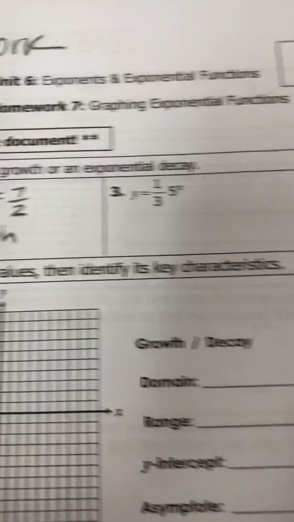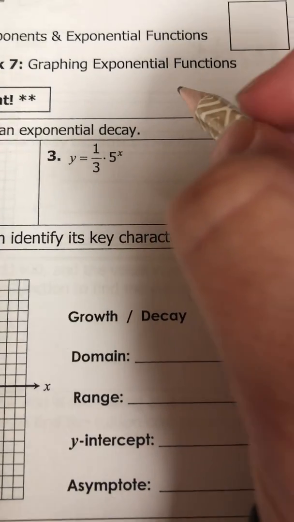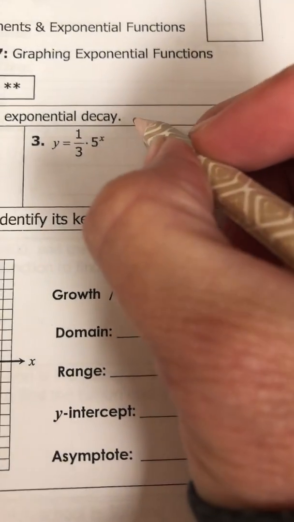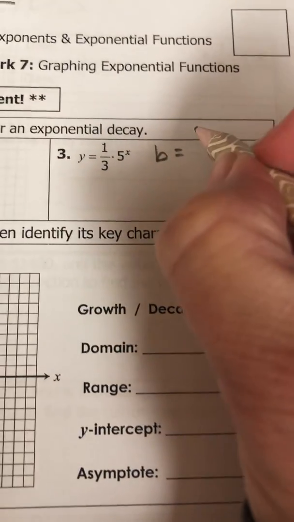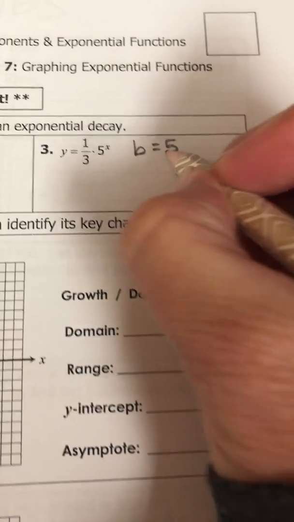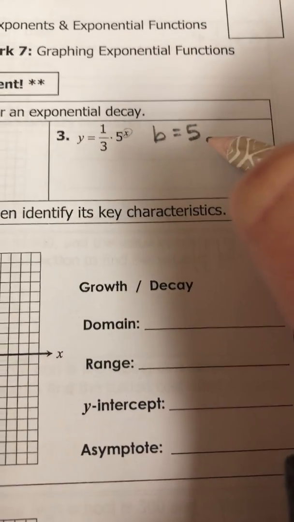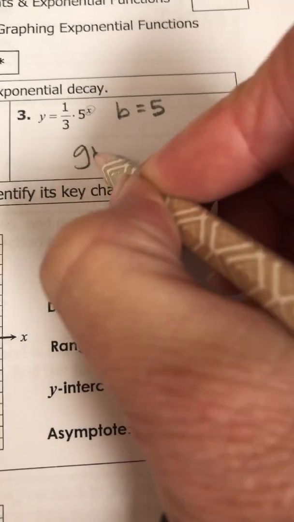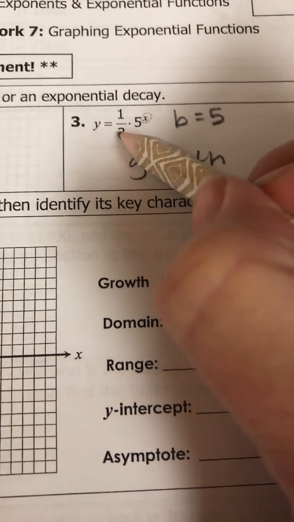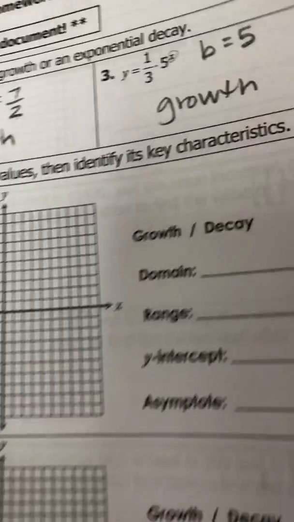Okay. Now for number 3, again, I'm just designating these as decay or growth. If I look at b equals what? Well, remember, b is what's taken to the exponent. So b is 5. So I still have growth here. Don't be confused by the a value, which is a third. Okay, so that's still growth.